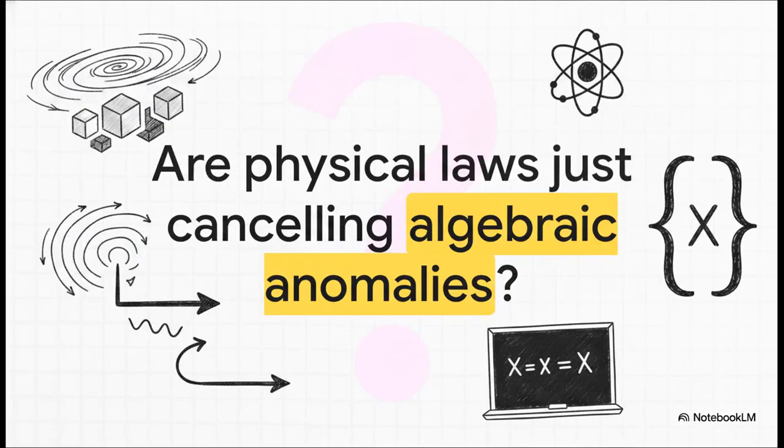I'll leave you with this final kind of mind-blowing thought to ponder. If the smooth space-time geometry that we rely on emerges strictly as a zero-entropy, error-correcting output of high-level number theory, well, what other fundamental truths of physics are waiting to be decoded in these equations? Are physical laws really just the universe naturally canceling out algebraic anomalies?